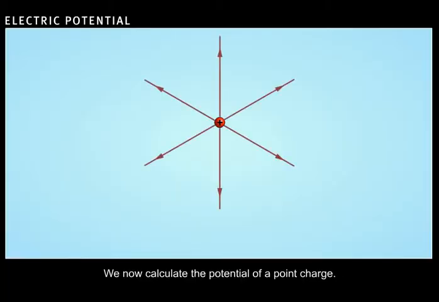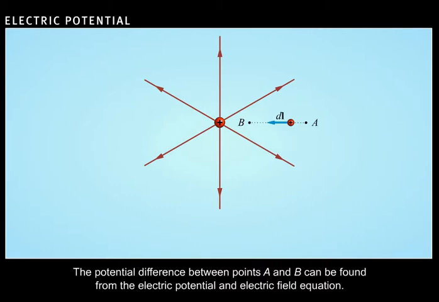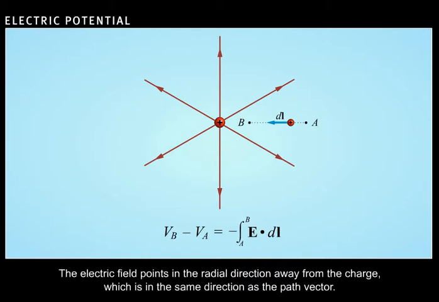We now calculate the potential of a point charge. Imagine our test charge brought from point A to point B along the radial path as shown. The potential difference between point A and point B can be found from the electric potential and electric field equation. The electric field points in the radial direction away from the charge, which is in the same direction as the path vector.